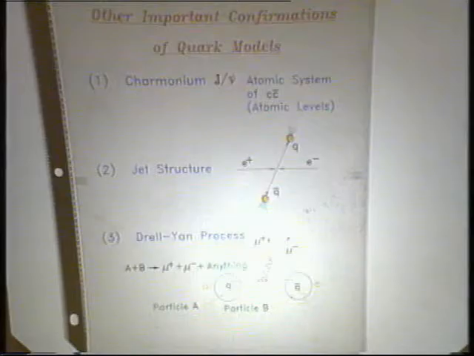Also, the Drell-Yan process was studied somewhat later, and there, basically, you take a hadron A and hadron B, and you have a quark anti-quark annihilation. For example, a quark in one, an anti-quark in another. They annihilate, make a lepton pair, and you can study these things. And there were features which were found which were quite consistent with a quark picture.